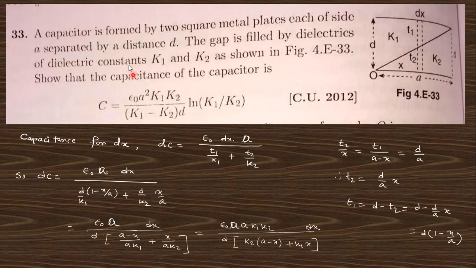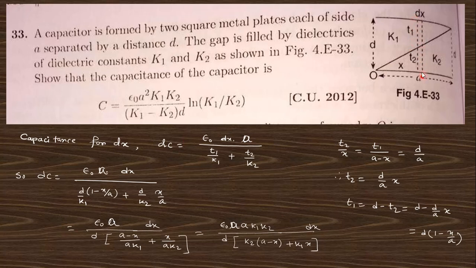Next question. A capacitor is an important question, asked in Calcutta University 2012. Very important question. The capacitor is formed by two square metal plates of side A separated by a distance d. The gap is filled with dielectrics of dielectric constant K1 and K2. So you can see the dielectric constant varies like that. Before that we know the dielectric constant varies parallel, but when the dielectric constant changes like this, this is another new thing, right? So the capacitance will be like that.